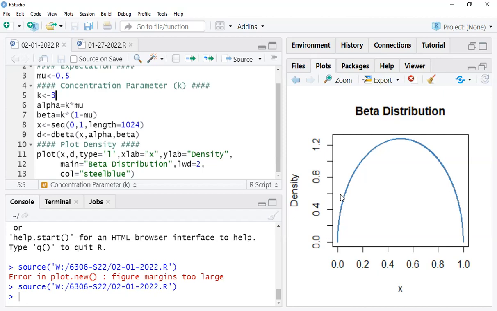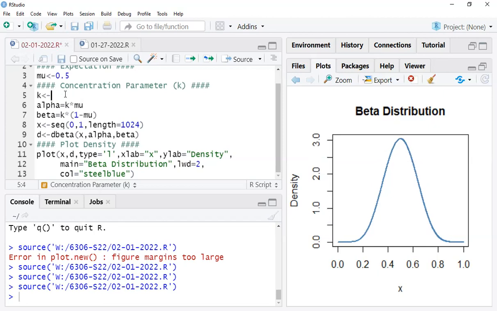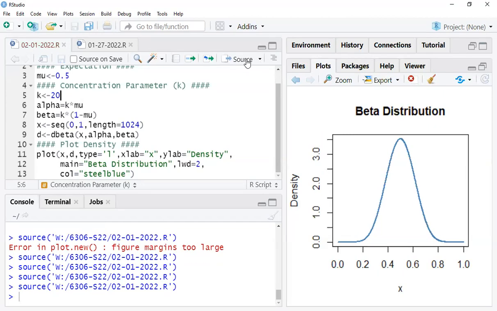Let's change the value of kappa to 10. Shrinking, right? So if you keep on increasing the value of kappa, 10, 20, it is becoming more and more concentrated, which is why we call it the concentration parameter.